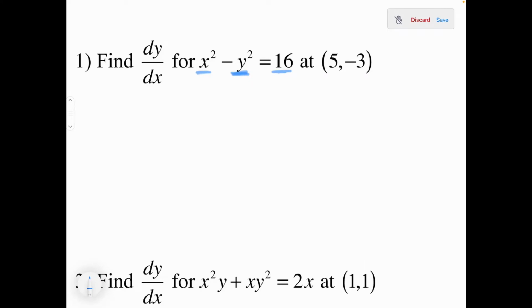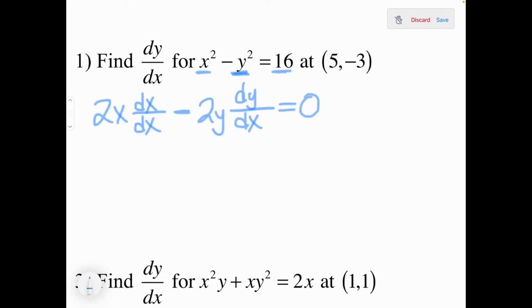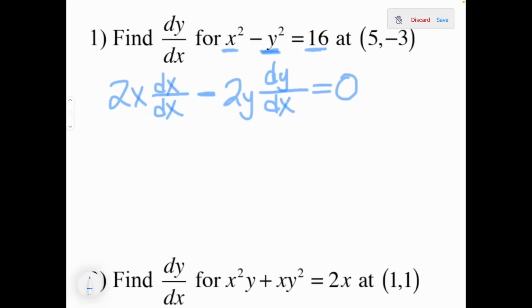So the derivative of x squared is 2x. I'm going to write the dx/dx a couple times, but then I'll get out of the habit of writing that. The derivative of y squared is 2y dy/dx. We absolutely have to write that one. If we don't write that one, we might as well stop. And that's equal to 0. And at this point, we can go ahead and plug in the point 0.5, negative 3 if we want.